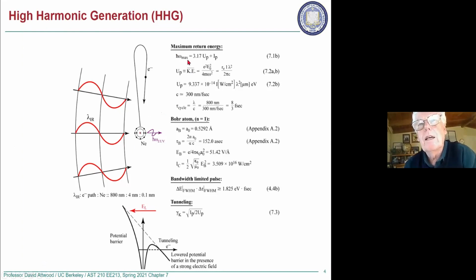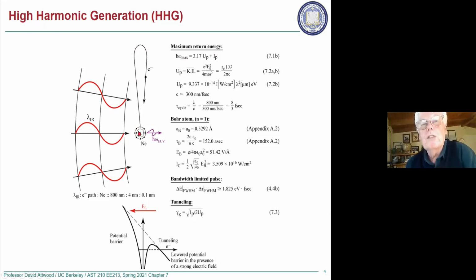the maximum photon energy we can get is 3.1 times this average kinetic energy gained, plus the ionization potential. So this is an upper limit to what we can get. We could get less than that. It depends on how much the electron is accelerated. What kind of energy does it return with? That sort of depends on where it was "born." Where was the birth time? Was it born at the peak of the electric field, or a little bit off to the sides? That will affect its return energy.